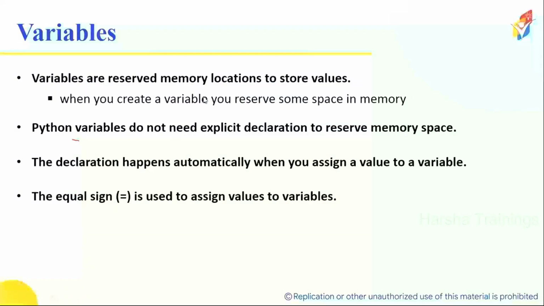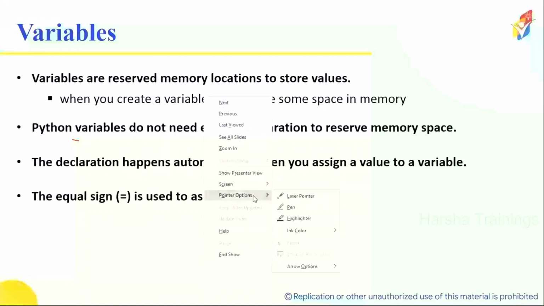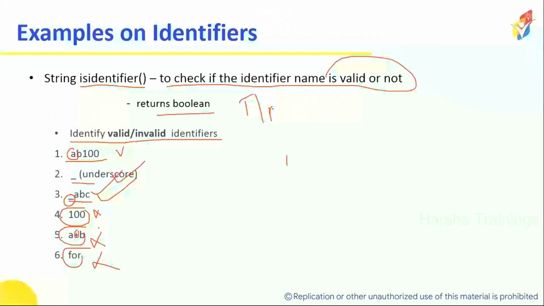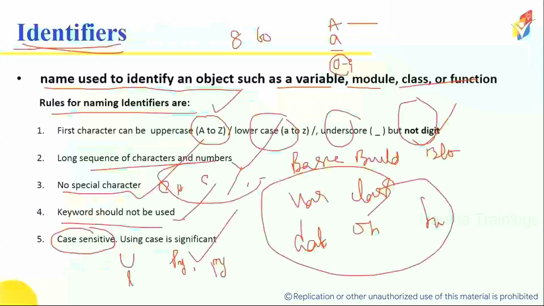Now, another important thing is variables. Variables are nothing but reserved memory locations to store values. For example, 5 I will call an integer in programming. On the previous slide, why was for not valid? For is a keyword. Keywords cannot be used as identifiers.